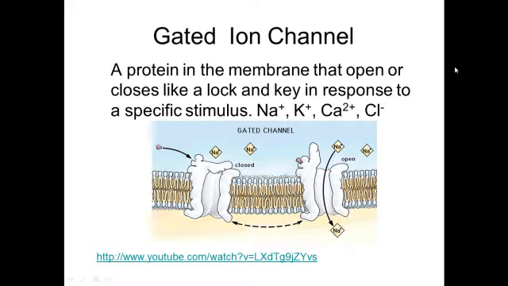Of a gated channel, that was a voltage-gated channel. There are other types of gated channels, but that's one type. That particular type is found in nerve cells, and it's how the electrical signal moves down a neuron. We'll find out more about that when we get to the nervous system.